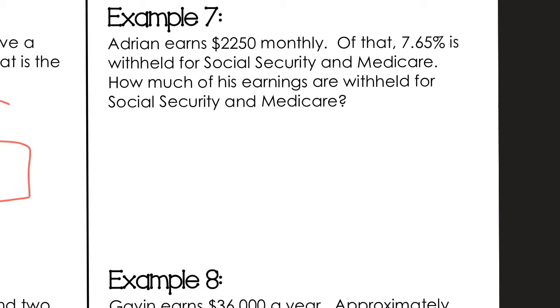So they're asking how much is withheld. They didn't even ask for the take-home pay, but we're going to do that as well, just so that we have a complete look at what we're doing. So for example 7, again, we're withholding something, so we're deducting. So we're going to subtract. Okay, and we've got our 2,250, and we're subtracting 7.65%.